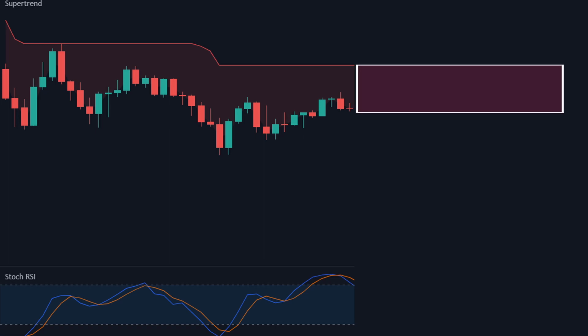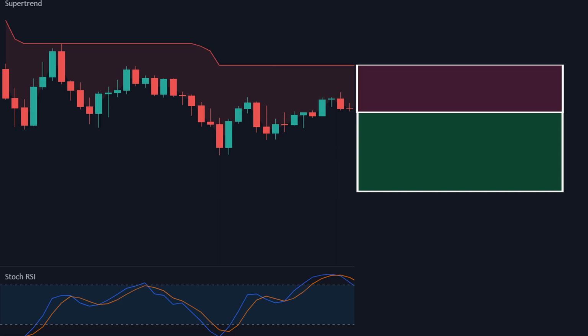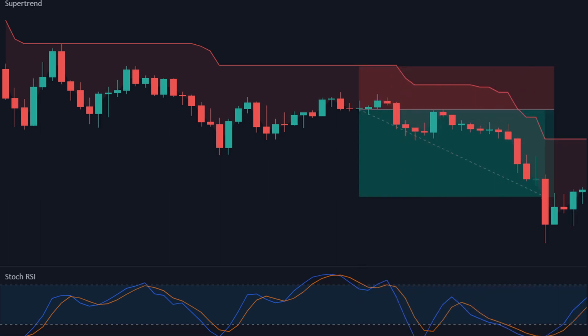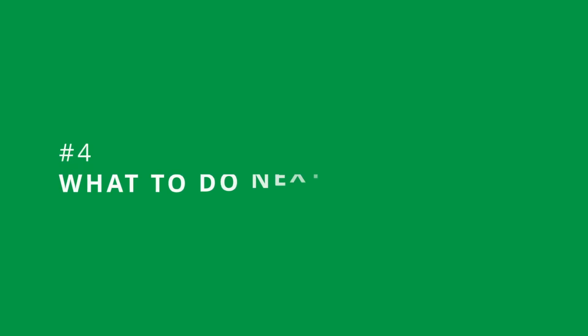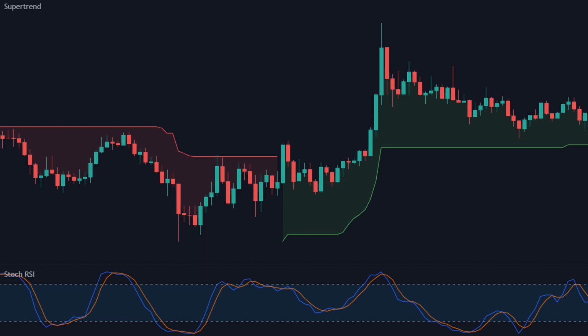Set your stop loss at the Supertrend line and set the take profit 2 times below the stop loss. Let's find out the results. This trade ended up being profitable. What an amazing strategy! We've just discovered a very profitable strategy for day trading in all markets.